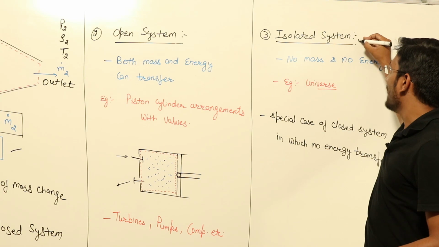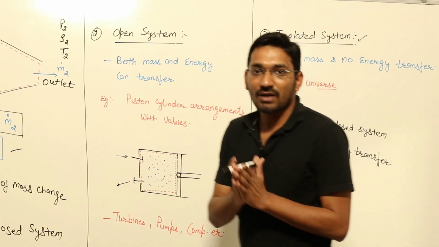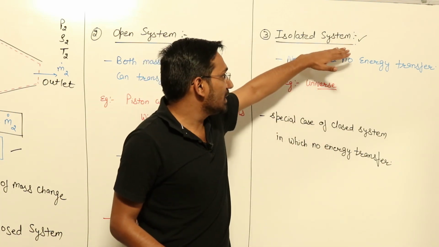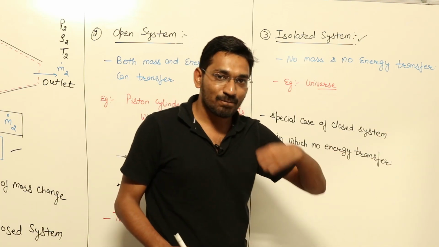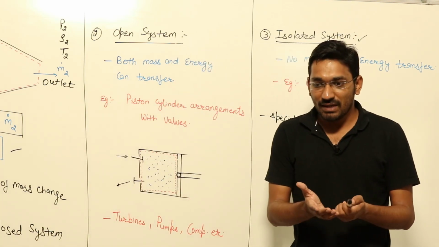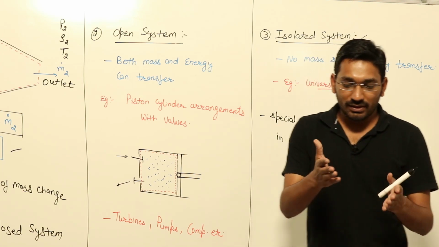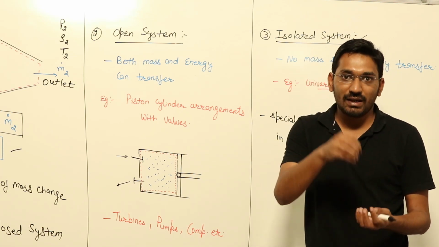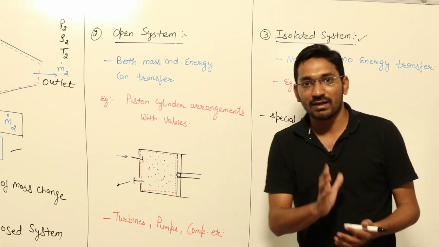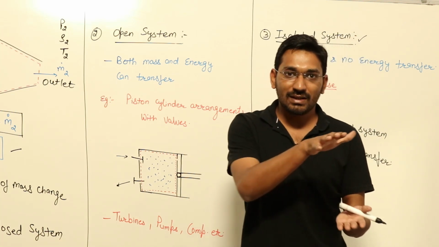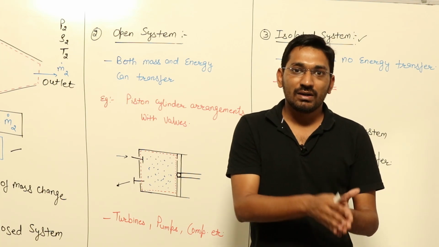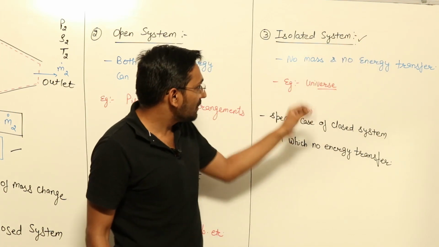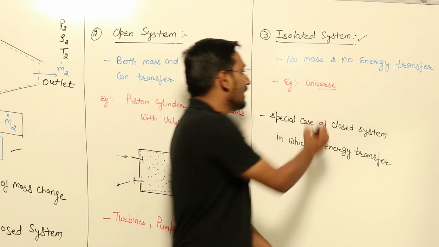The third one is your isolated system. Isolated systems are those systems in which there is no mass and no energy transfer. So in an isolated system, no mass transfer can take place, no energy transfer can take place. For example, thermos flasks, or you can say an insulated flask. If I put coffee in an insulated flask which is completely insulated, energy is not transferring, that means the temperature of the coffee will not reduce, and there is no mass transfer. So this type of system is known as an isolated system. And the best example for your isolated system is your universe.